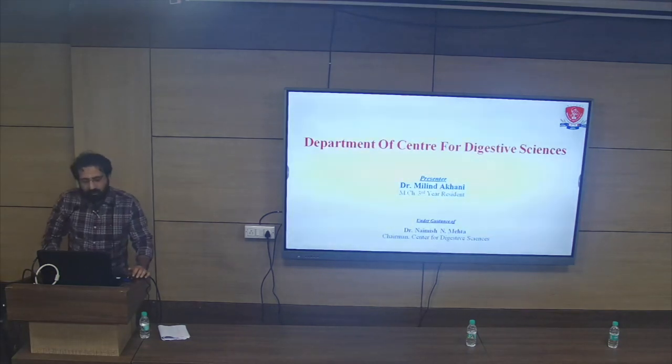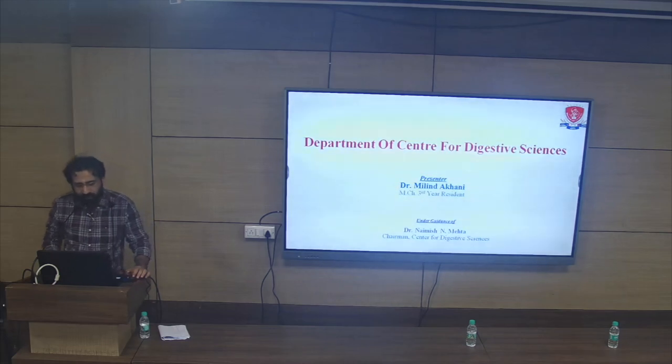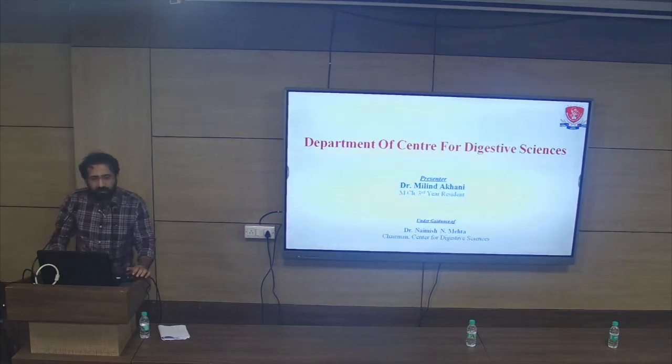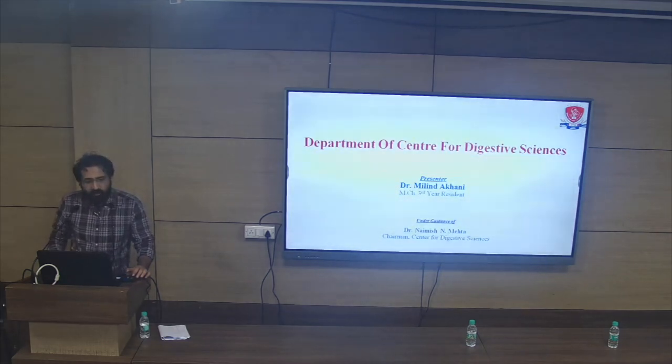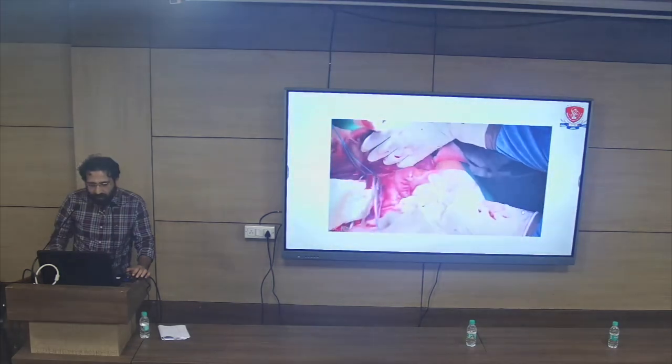I'm Dr. Milind Akhani. The IVC being a major conduit of blood flow towards the heart, it has its own challenges for clamping. There is sudden hypotension which can occur while clamping the IVC, which the patient may not be able to sustain. So we have a very short window during which we have to remove the tumor thrombus as well as suture the IVC. And after checking with the anesthetist, we went ahead with the surgery.